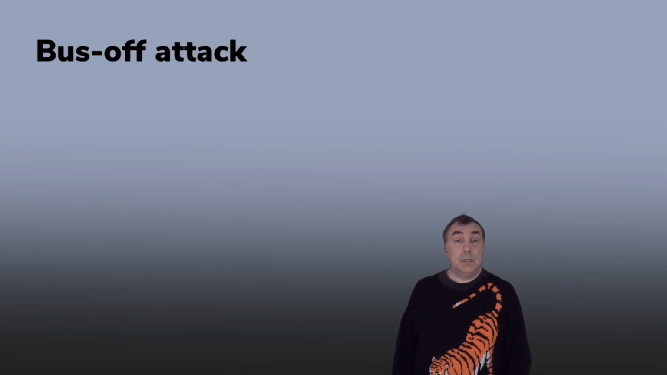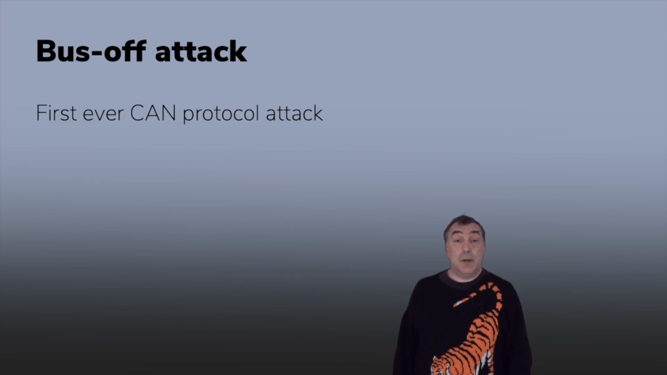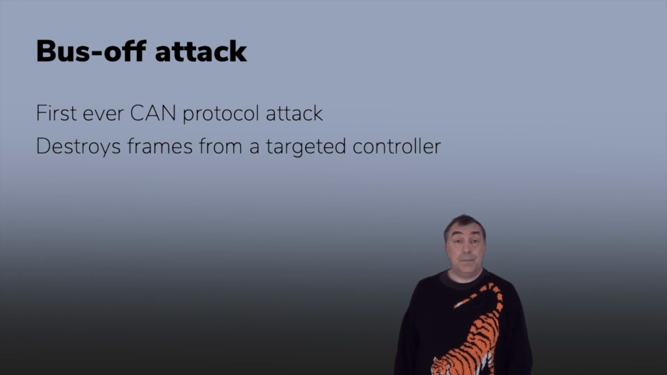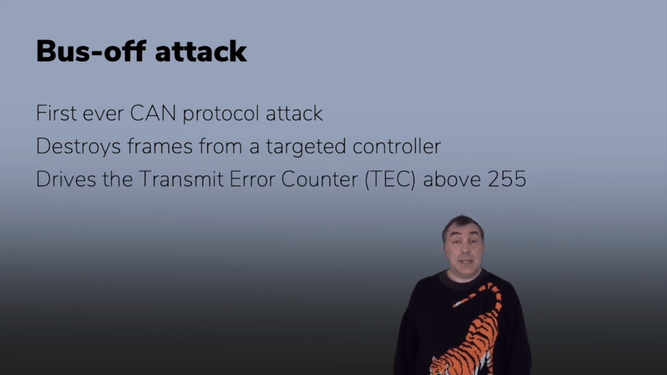Now it's time to carry out a CAN protocol attack, the bus off attack. This was the first ever CAN protocol attack. It was first described by Cho and Shin at the University of Michigan in 2016. The attack destroys frames from a targeted controller. The goal is to increment the transmit error counter by 8 and do this 32 times. That will put the transmit error counter above 255. And then the targeted CAN controller goes bus off.